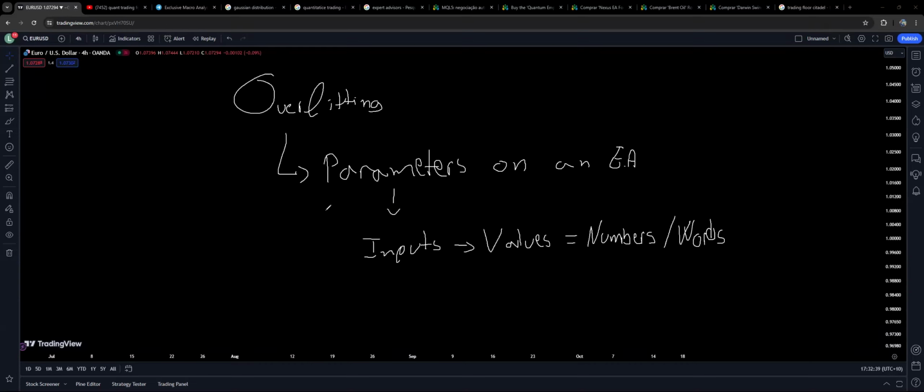So overfitting comes from, what's the name of it? I remember in Portuguese, I can't remember. Optimisation. So the guy creates an EA, and he runs it on Euro dollar only, or pound dollar or anything. He runs it on an asset class.